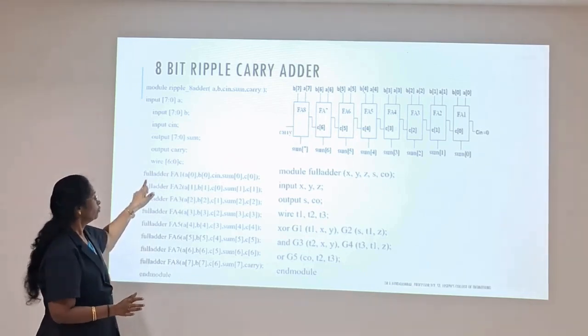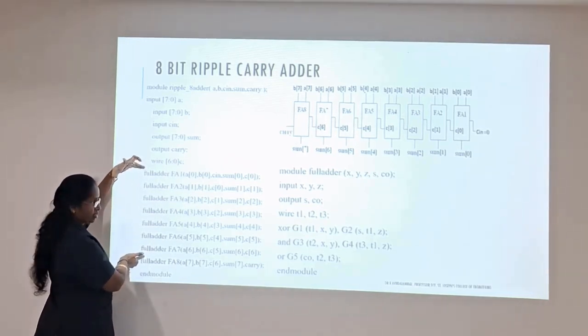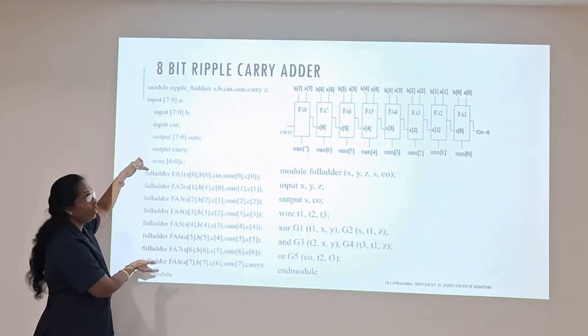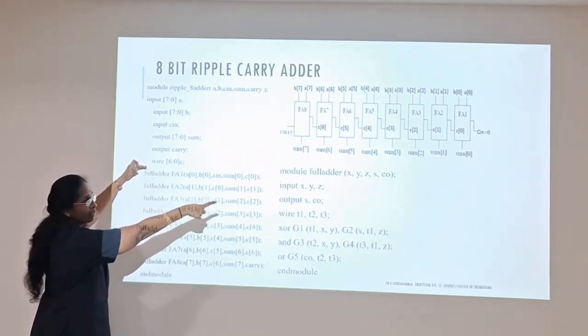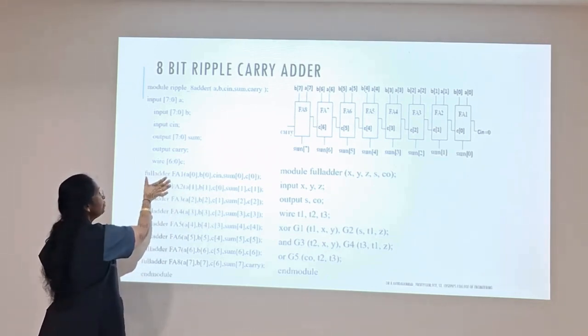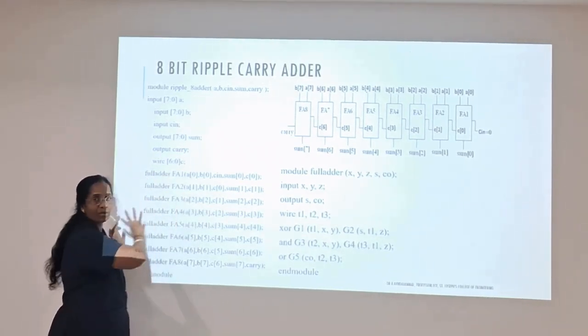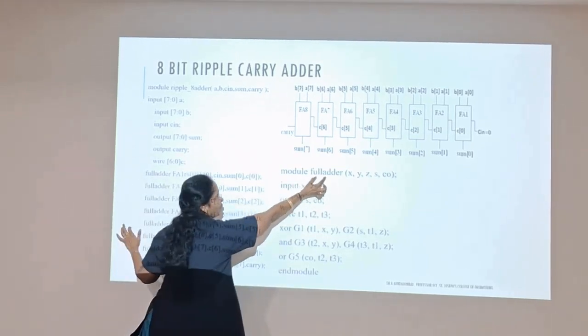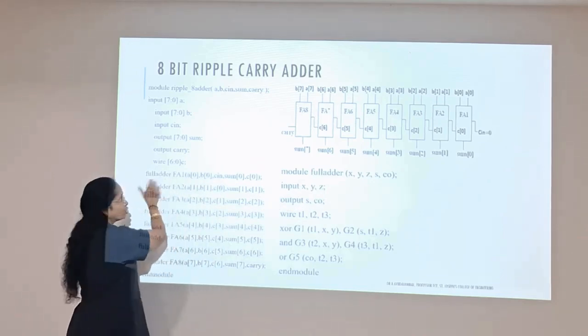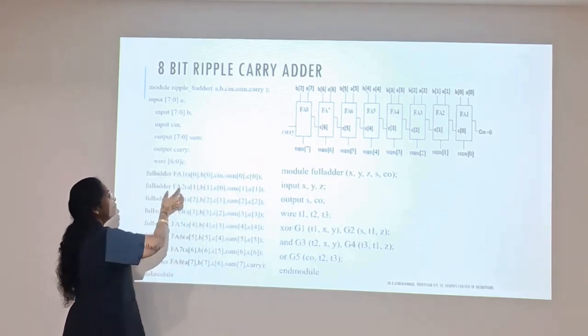Now, this process is known as instantiation. Whatever names I have used in the basic module full adder, the same names have to be used here. If you change the name, then the program will not work. The same name, whatever you used, has to be replicated here.